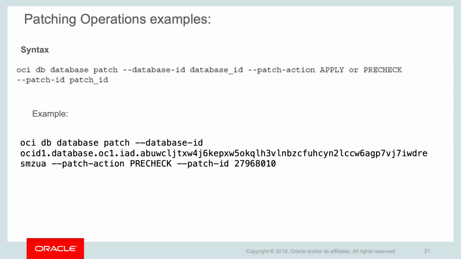Once you know what patches are available, you can go ahead and patch that system. For example, for a database patch, I have given the database ID and the OSID, and then the patch action is pre-check, because before even applying a patch you want to do a pre-check to make sure things are fine. Specify the patch ID along with that, and it will tell you whether the database is ready for patching or not. Then you can use apply as the argument, and it will be able to patch that particular system.